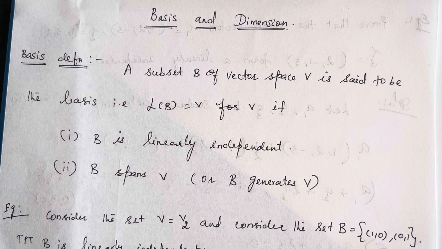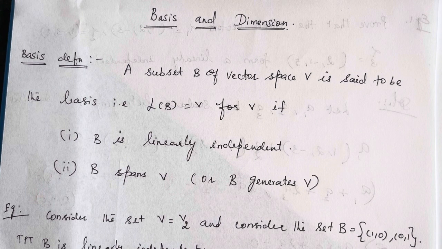So I have given the basis definition. The definition goes as such: a subset B of a vector space V is said to be a basis, that is L of B equal to V, if the number one condition is B is linearly independent and number two, B spans V. B spans V means B must generate V. We know that B is going to be a subset of a vector space V, and for it to become a basis, it must satisfy the conditions that B must be linearly independent and B spans V, then it is going to be the basis for the given vector space V.